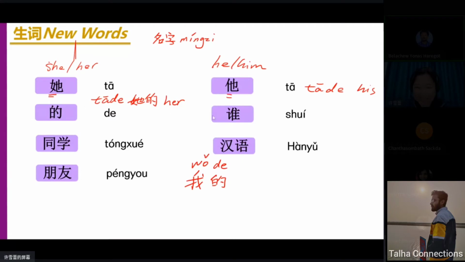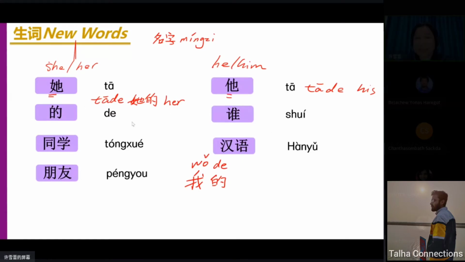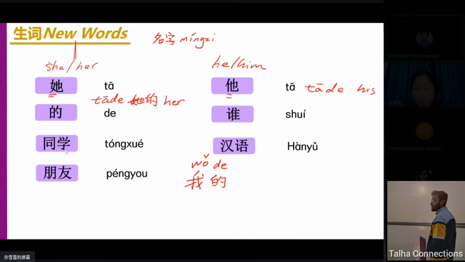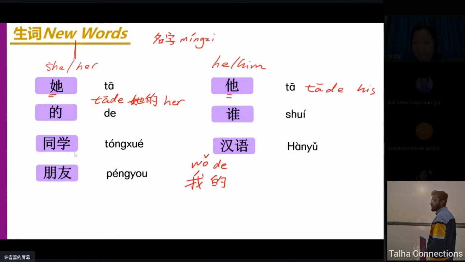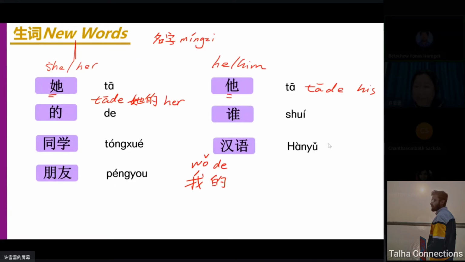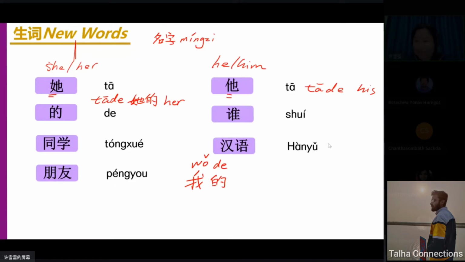谁的? Yes, that's right. 谁的? Whose friend? 谁的朋友? Whose 同学? Whose classmates? 谁的同学? Whose classmates? 谁的同学? Whose classmates? 谁的朋友? Whose friends? Yeah.